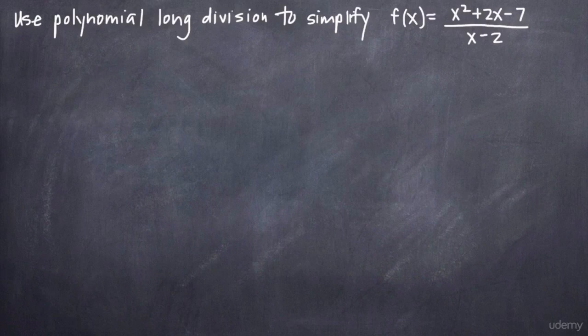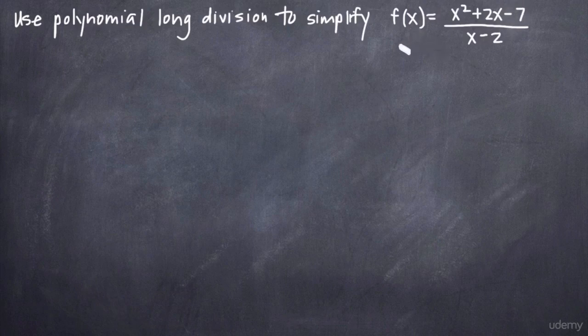Today we're going to talk about how to use long division of polynomials to simplify a rational function. To complete this problem, we'll identify components of a rational function, set up the problem, and then complete the long division. In this particular problem, we've been asked to use polynomial long division to simplify the function f of x equals the quantity x squared plus 2x minus 7 divided by the quantity x minus 2.